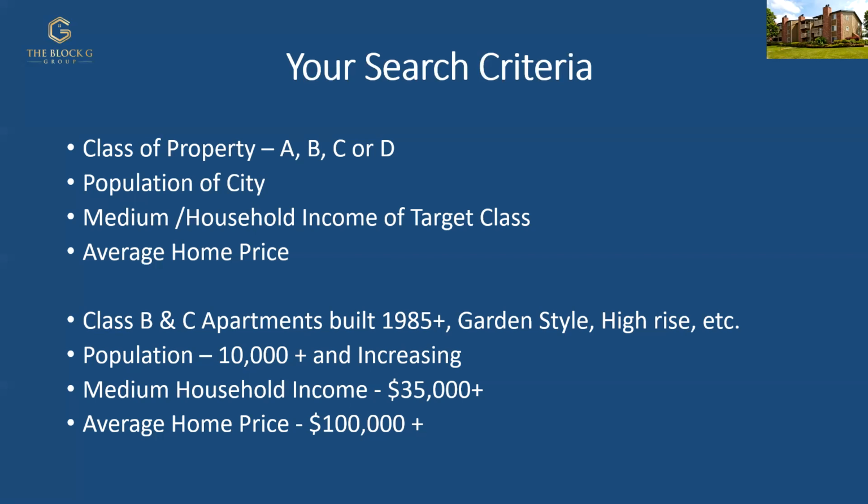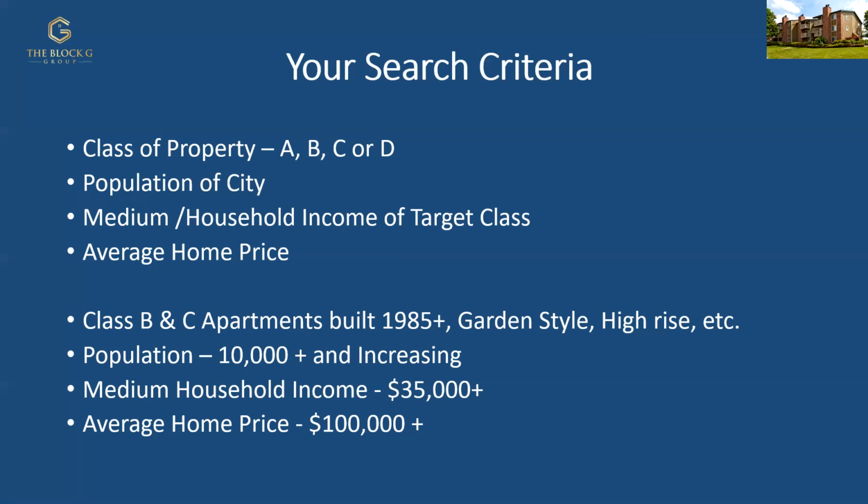And again, we look at median household income. I'm going to show you how to find that information out. And we're going to do average home price as well. The bottom 4 bullet points is our criteria. We're looking for class B and C apartments built 1984 and newer, okay? Garden style, high rise, etc. We're looking in populations or MSAs of 10,000 or above, okay, that has an increasing population. But again, I've already done that because I use the Milken report and crowdfunding reports. I'm already targeting cities that are growing, but I want to make sure, even though a state is growing, that that part of that city is growing as well. And I'll share with you exactly how to do that.